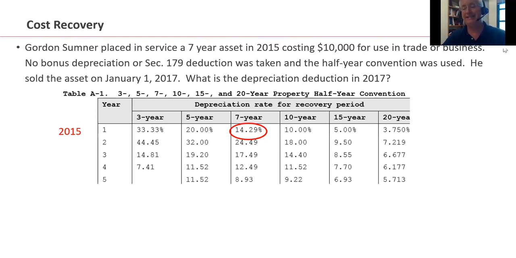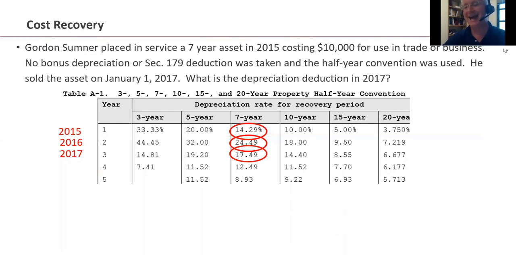That already reflects a half year convention. I get to year two, that's 2016. I get a full year's depreciation, that's the 24.49%. Now I'm in 2017. If I go to the table amount, 17.49, that's a whole year's worth of depreciation. But I don't get a whole year's worth of depreciation.